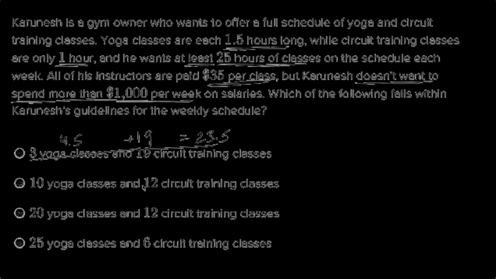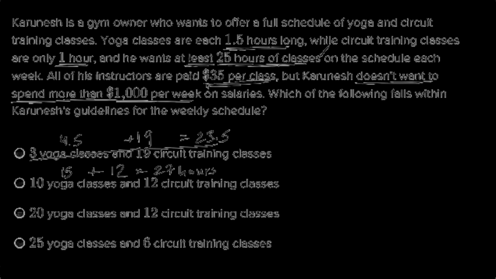Now see, 10 yoga classes and 12 circuit training classes. 10 yoga classes at 1.5 hours each, that's going to be 15 hours. Plus the 12 circuit training classes, that does get us to 27 hours. So it checks off the minimum number of hours that he wants to get. Now let's make sure it doesn't break the bank.